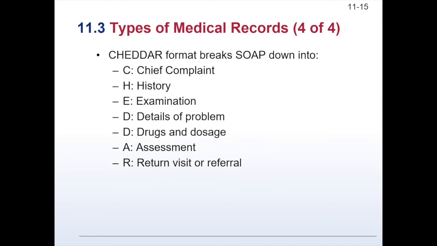The CHEDDAR format breaks SOAP down into C, chief complaint. The chief complaint is the problem the patient subjectively describes as the reason they are seeking care. H, which is history. History will consist of past medical, family, and social history. E, examination. D, details of problem. D, drugs and dosage. And A, assessment. And lastly, R, return visit or referral.